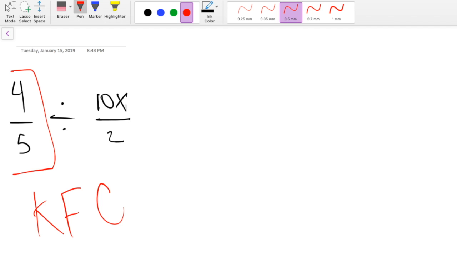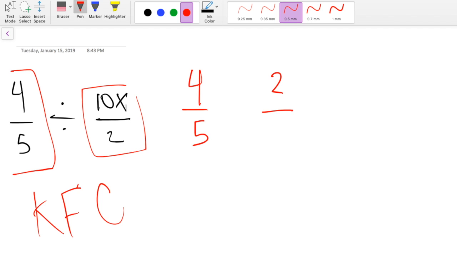F stands for flip. You're gonna flip this one. You're gonna make it backwards. So we're going to write 4 over 5, 2 over 10x, and then you're going to change the sign. So right now it's a division sign. We're just going to make it a multiplication sign.